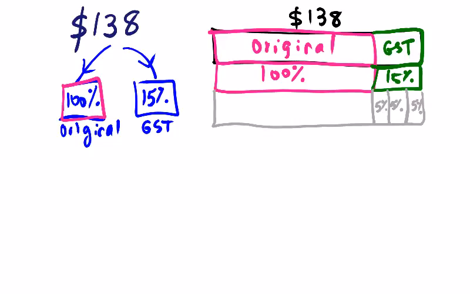We could do exactly the same with the 100% now. How many lots of 5% go into 100%? 20. So let's see what we would have here.